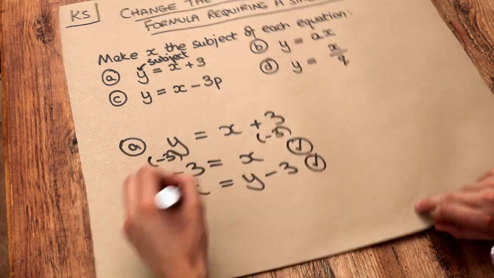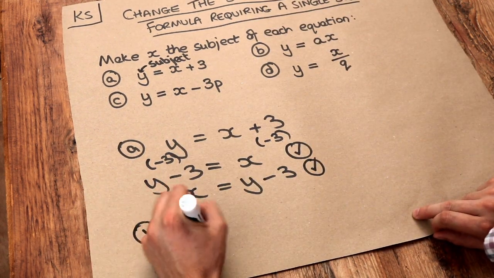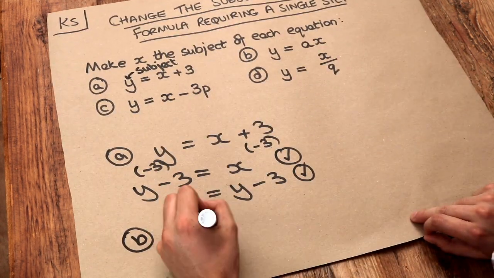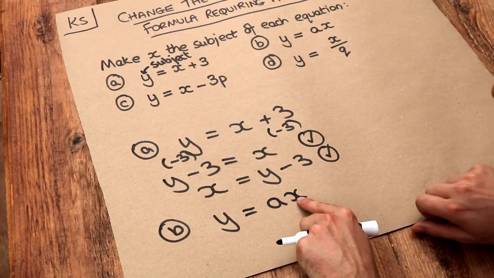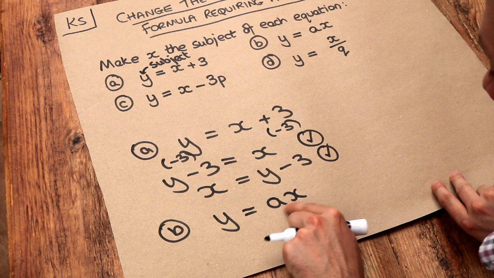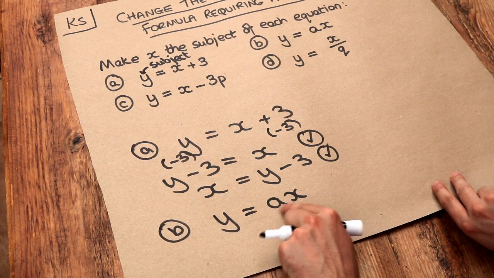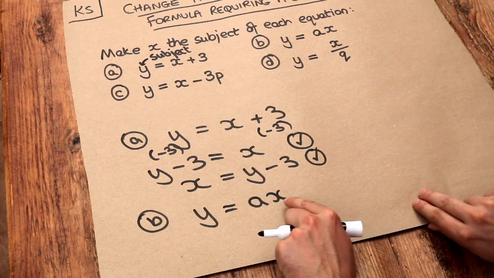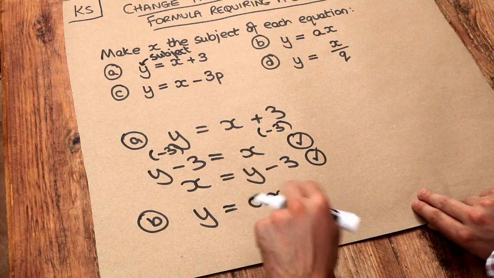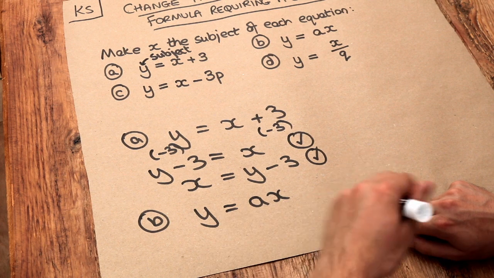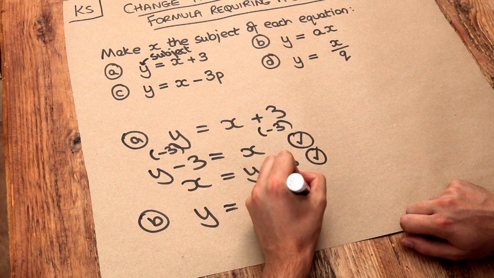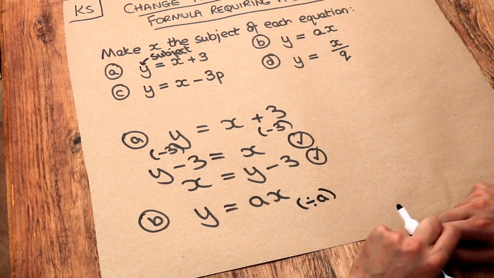What about b? We want to make x the subject in this case. We want to get x on its own on one side of the equation. Well, x has been multiplied by a because when you have two things next to each other in algebra, it means you're multiplying them. So if multiplied by a and we want to get rid of the times by a to get x on its own, we have to do the opposite. So we have to divide that by a to get rid of the times by a.